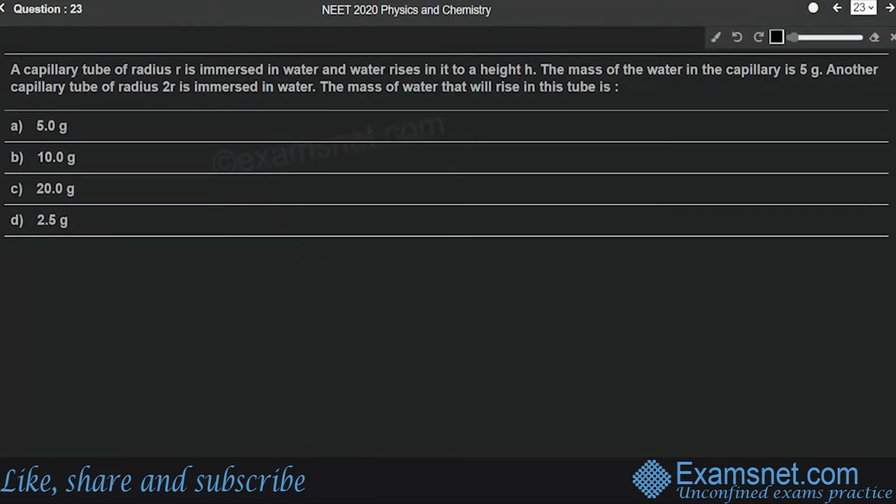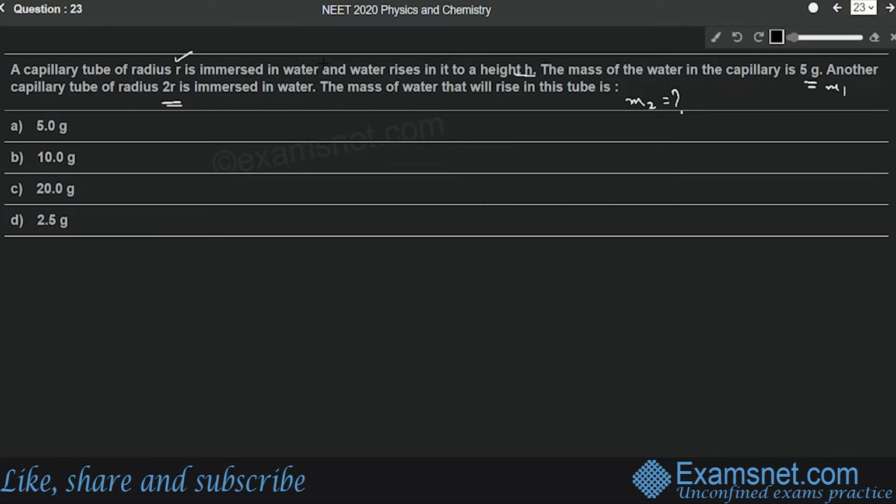Question number 23 is from the chapter Mechanical Properties of Fluids, and the question is, a capillary tube of radius r is immersed in water and water rises in it to a height h. The mass of the water in the capillary is 5 grams. Then another capillary tube of radius 2r is immersed in water. The mass of the water that will rise in this tube is. Okay, so suppose M1 is 5 grams, then we have to find out M2, right? R1 is given as r and R2 is given as 2r.